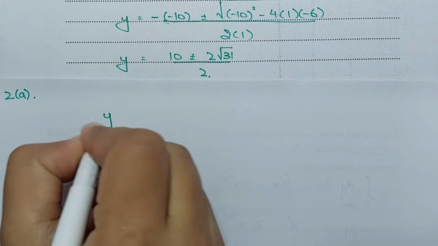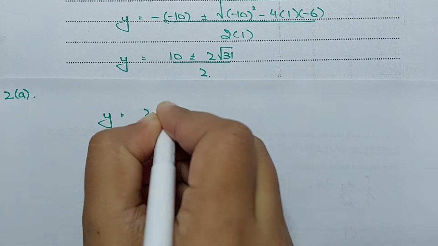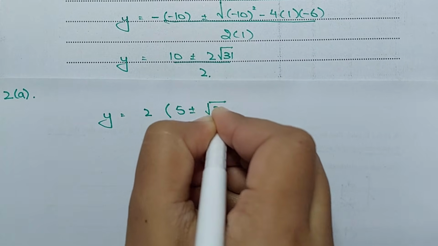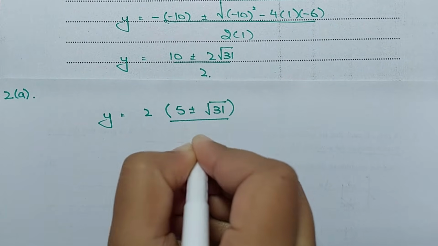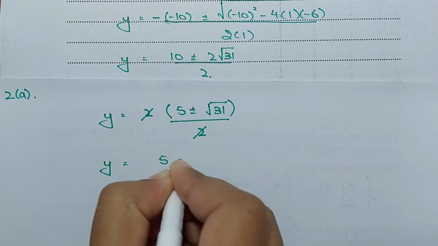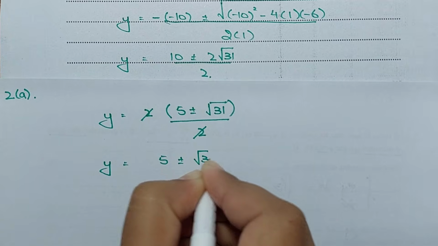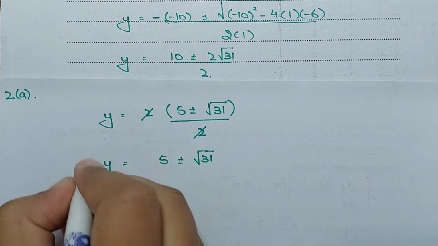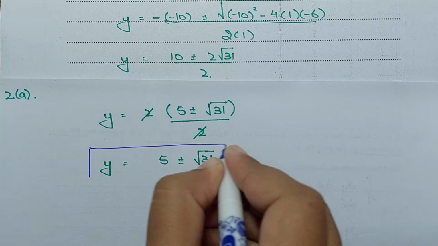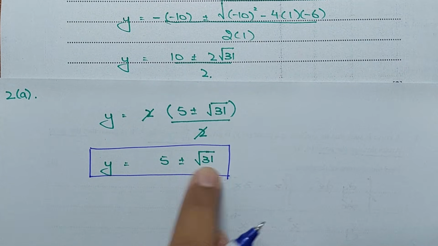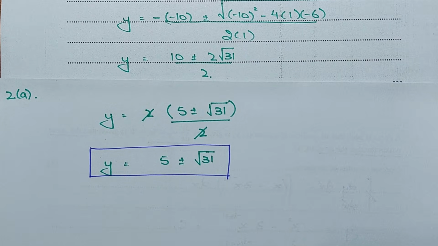Okay, so y equals, you can take 2 common, 2 times 5 is 10, plus or minus 2 times 1 is 2, so root 31 is left, divided by 2. You can cancel the 2. Now the y coordinate is 5 plus or minus root 31. We need to figure out the y coordinates of A and B in surd form. So these are the two y coordinates: y equals 5 plus root 31, and 5 minus root 31. These are the two y coordinates of A and B.